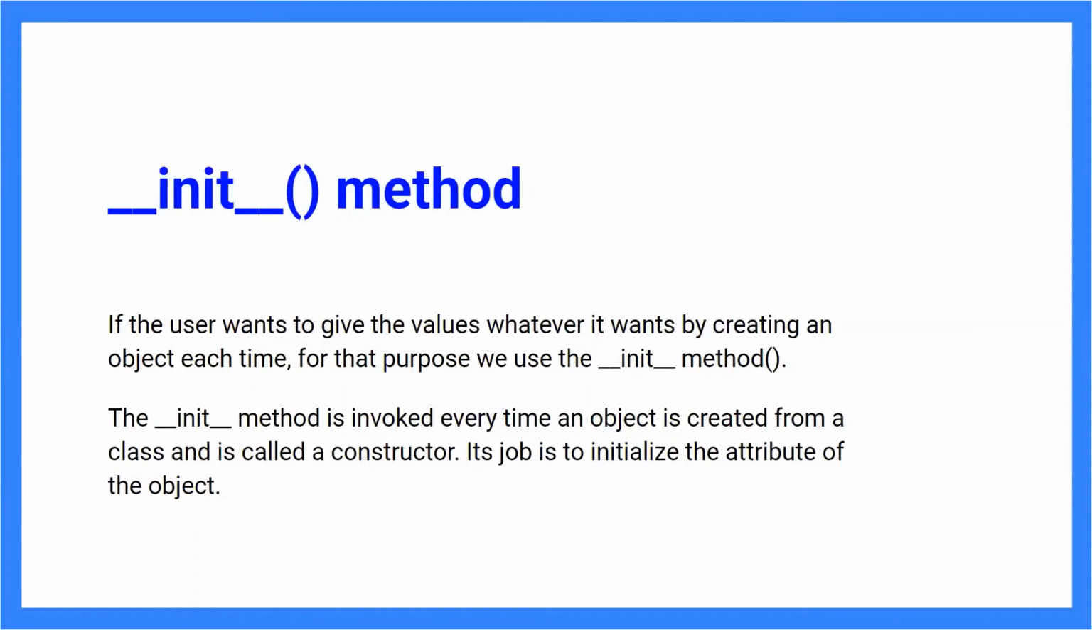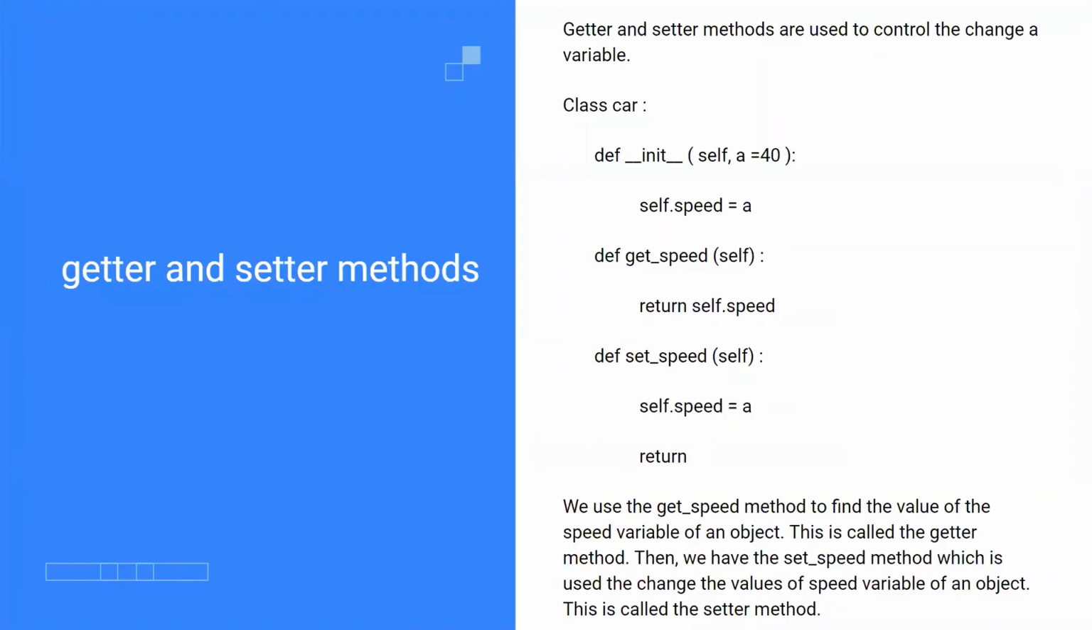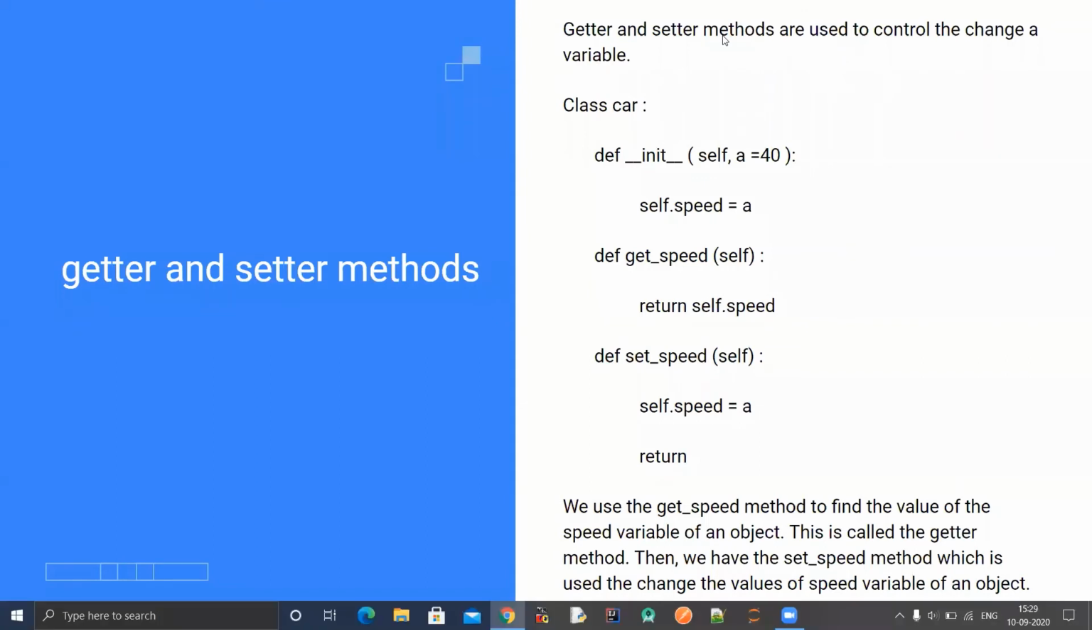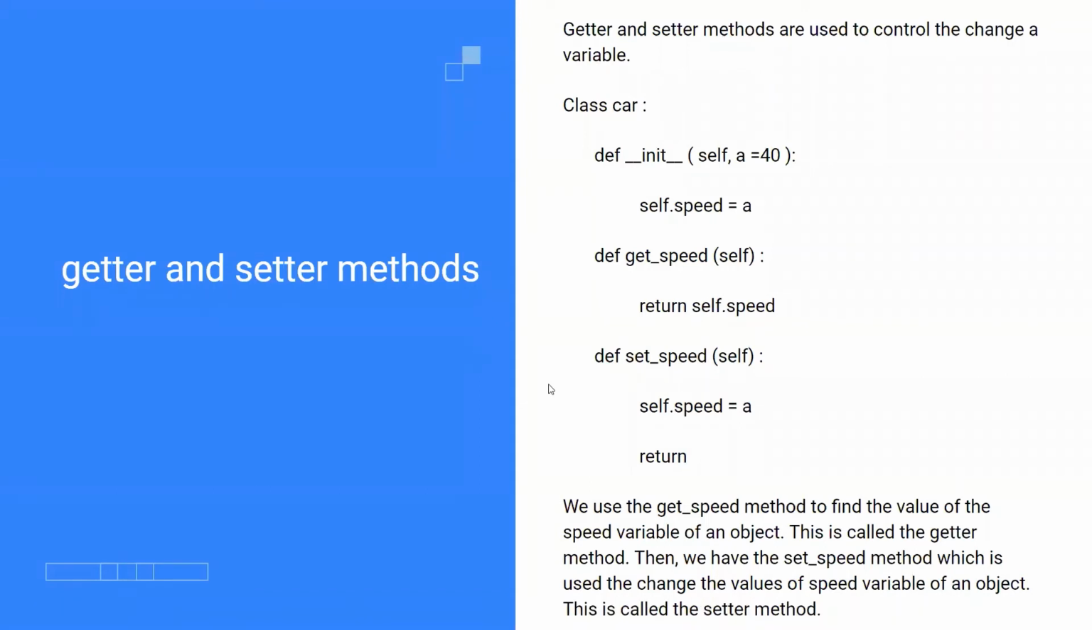Then we have the getter and setter methods. So guys, over here, we'll be telling you about getter and setter methods. Getter and setter methods are used to control the change of a variable. So first we're defining a class car, and over here there's a syntax mistake. We can't start the keyword class with a capital letter C, it's always small.